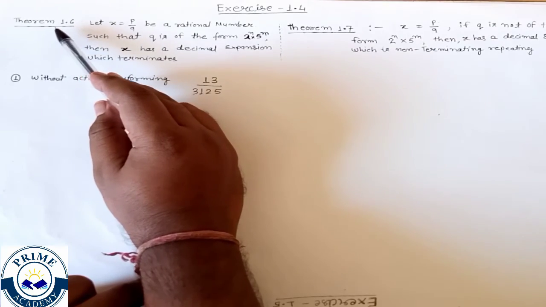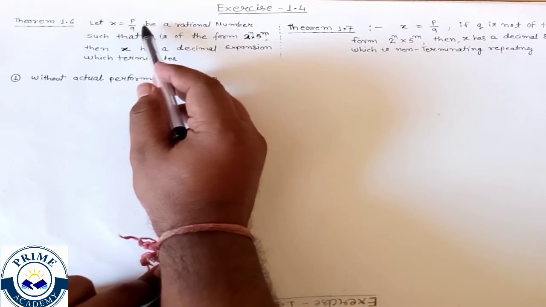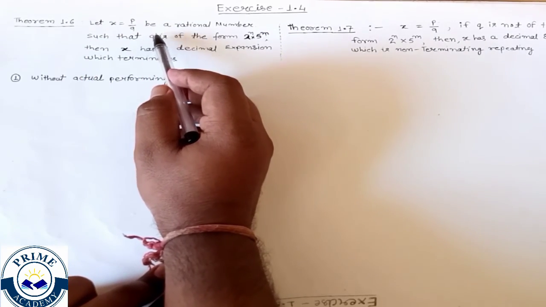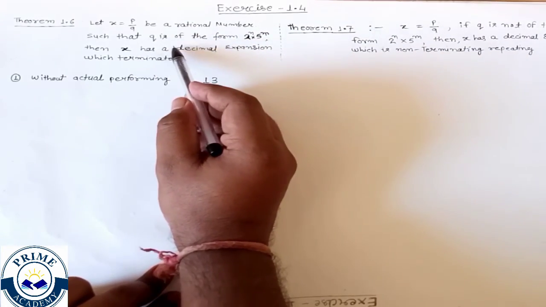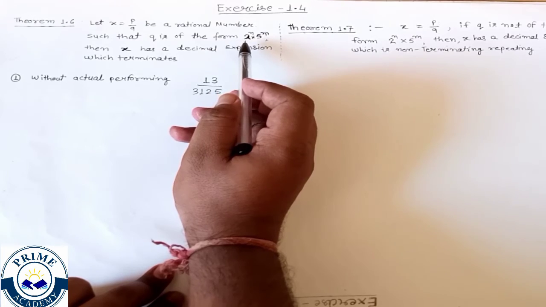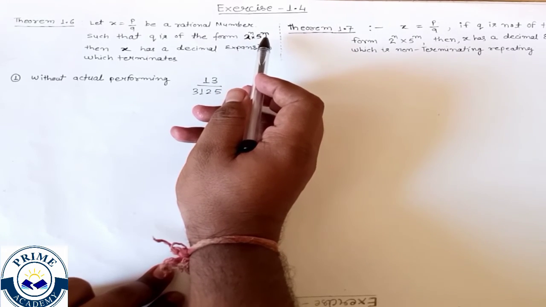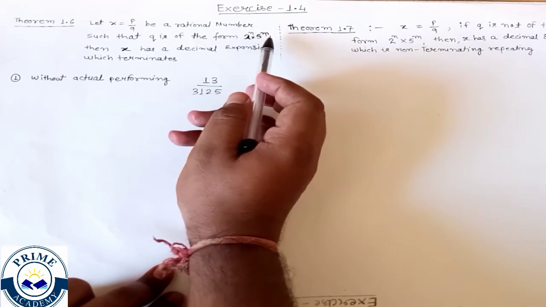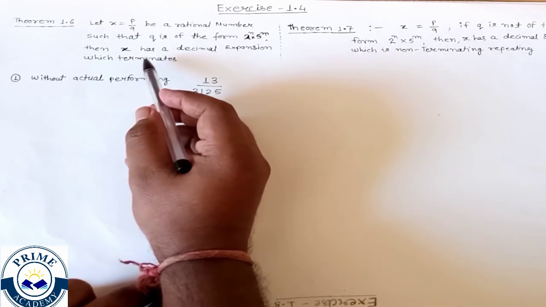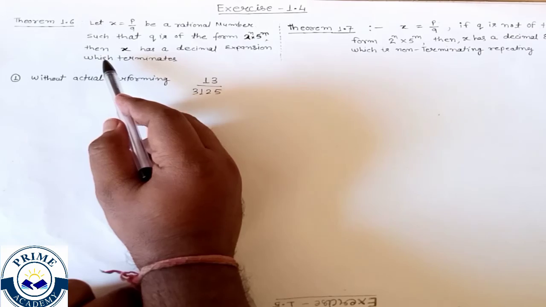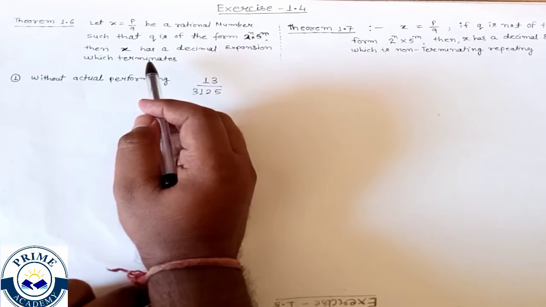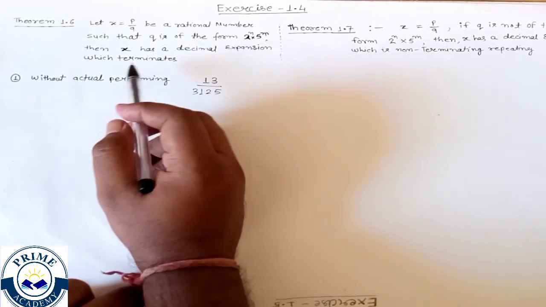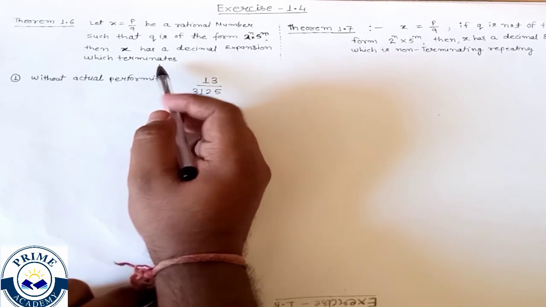So theorem 1.6 says: let p by q be a rational number where q is of the form 2 to the power n and 5 to the power m, right? So n and m may be any non-negative integer, and then x has a decimal expansion which terminates, right?